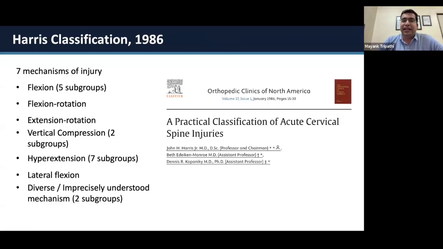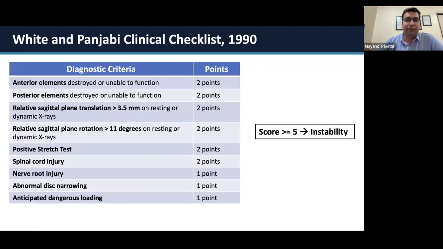Then in the year 1986 came the Harris classification system. It had seven different mechanisms of injury. It was a more detailed classification which included multiple subgroups, like the flexion injury was divided into five subgroups. And the vertical compression had two subgroups. The hyperextension had seven subgroups. It was a more detailed classification at that time.